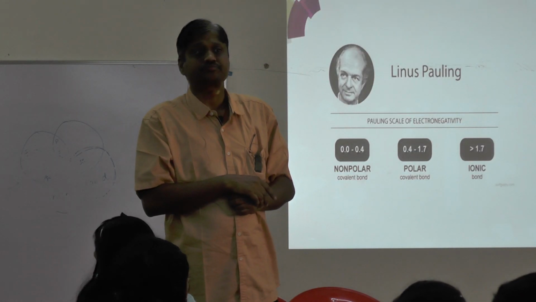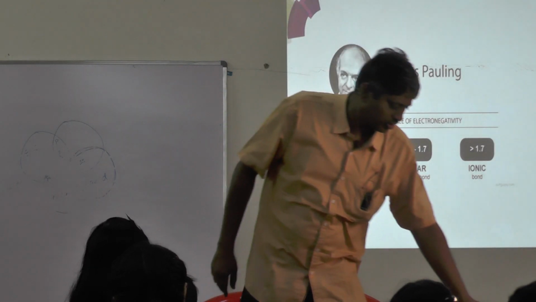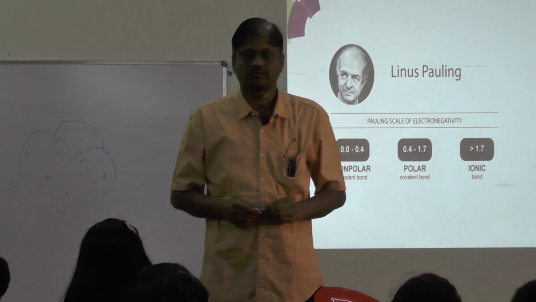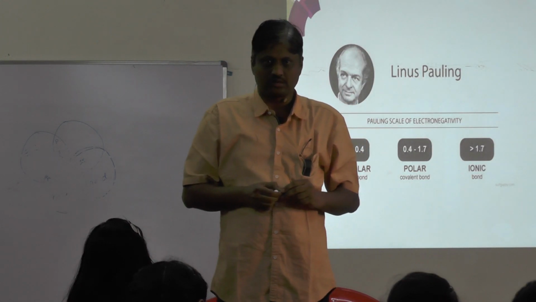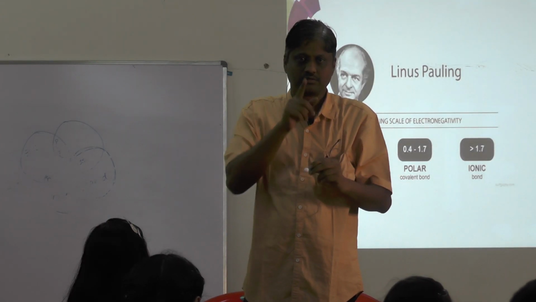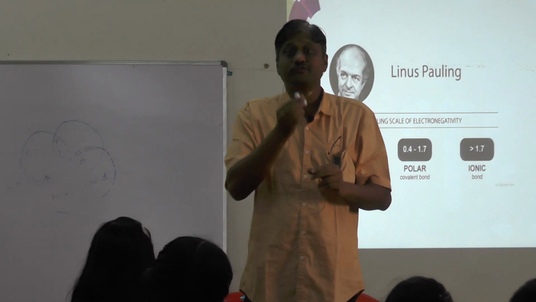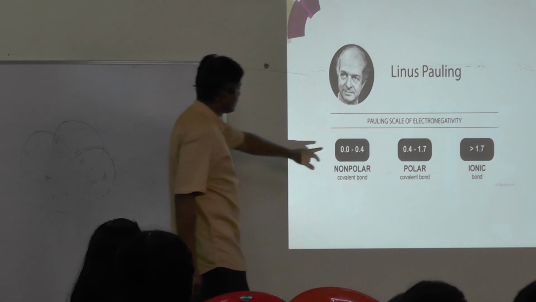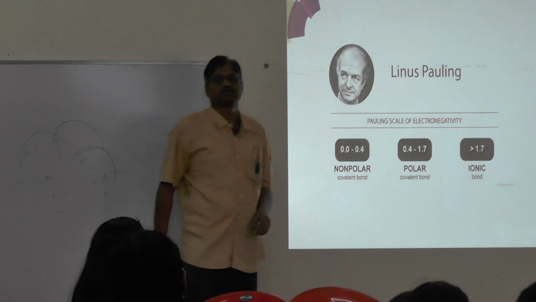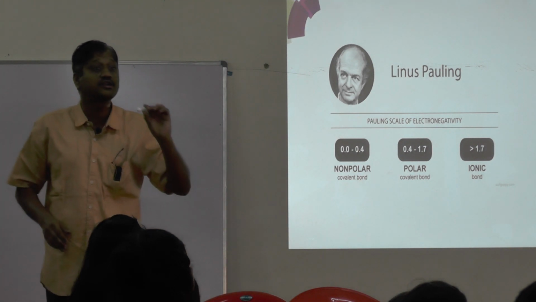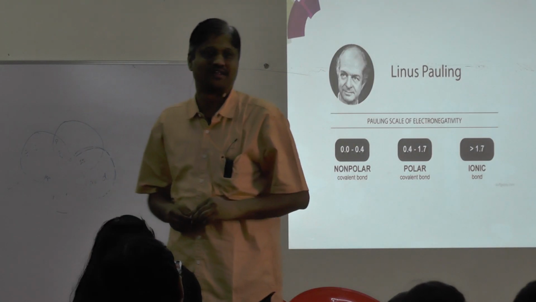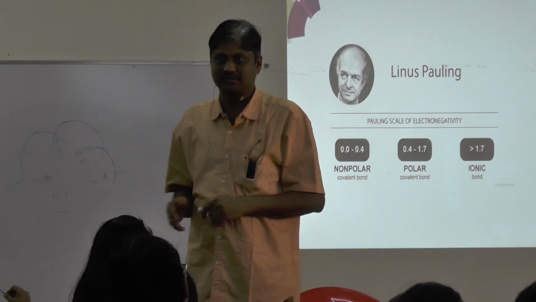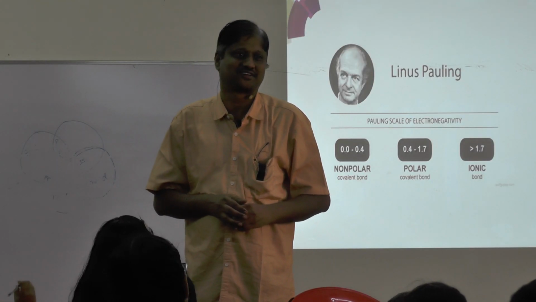You have to understand. If 2 atoms are joining, I know hydrogen has 2.1, another hydrogen has 2.1. 2.1 minus 2.1, the difference is 0. Right or not? If the difference is between 0 and 0.4, then the bond is non-polar covalent. Covalent bond, sharing bond, but non-polar. They will not give shock, right?